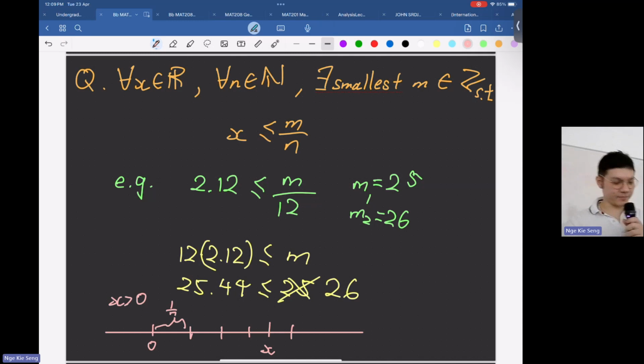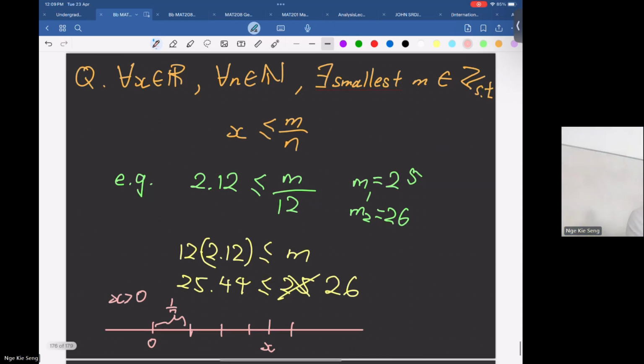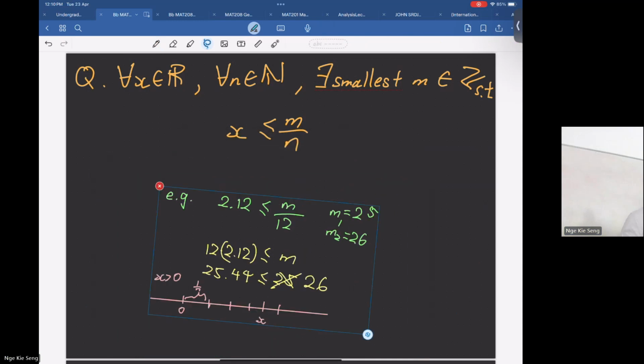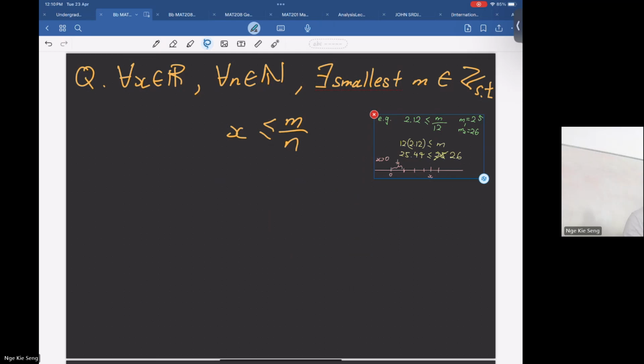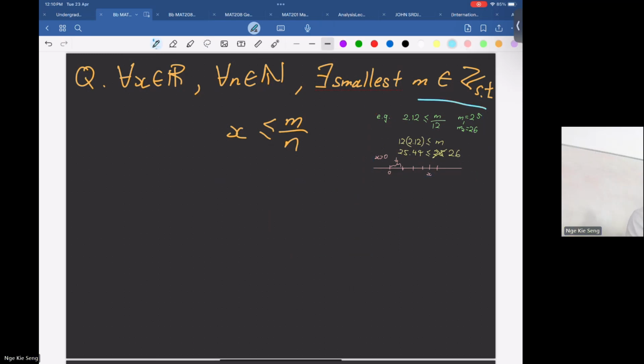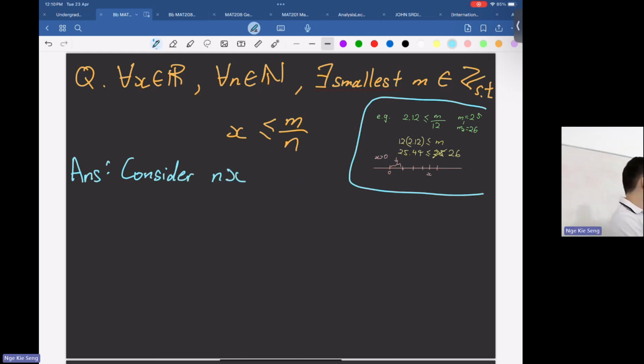Remember the process, we find this m. Okay, let's keep it here. So how to prove this? Instead, we will consider nx, similar to what we have done just now. I multiply the denominator to the other side. Consider nx. We find some natural number that is greater than nx.